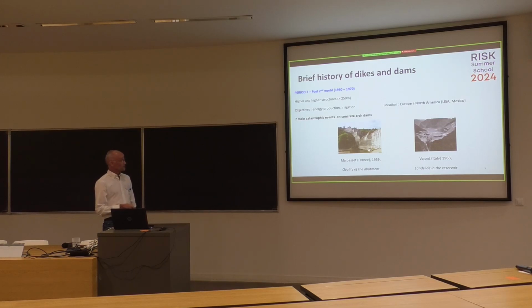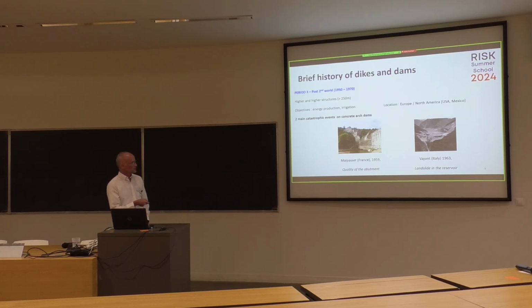And from an historic point of view, this period was also marked by two catastrophic events on concrete arch dams. The first one in Malpasset, France, in 1959. The problem was the quality of the abutment. So the abutment is the lateral side of the dam. Why? Because the geotechnical investigations were not enough, and engineers didn't detect some cracks in the rock.